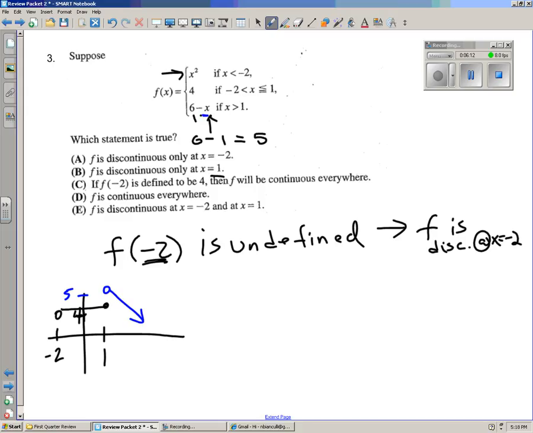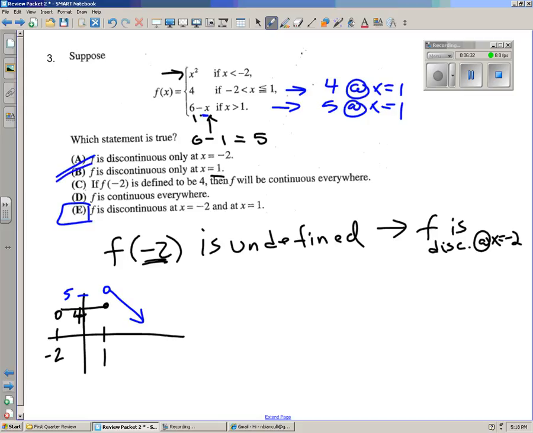So there is a point of discontinuity at 1 as well, essentially because the two functions don't match up. This is 4 at x equals 1, and this guy is 5 at x equals 1. So there is a mismatch there. So the function is discontinuous at x equals negative 2 and at 1, so choice E.